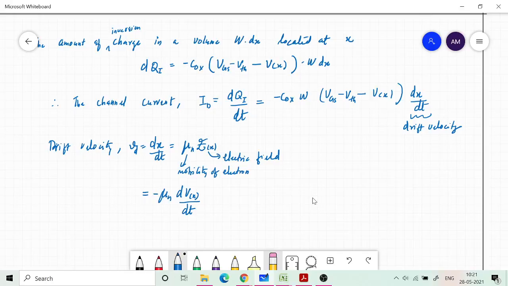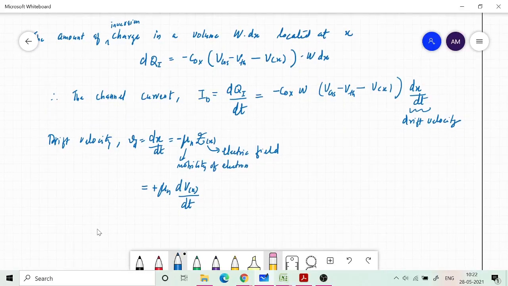So dx by dt is basically the velocity of electron. Now the velocity of electron in response to the electric field will also be in the negative direction, so there will be a minus here, and so this will cancel with this minus sign. We will check the sign more properly after we finish this derivation. So far I hope you are with me.